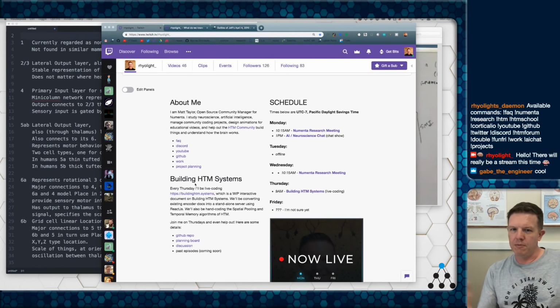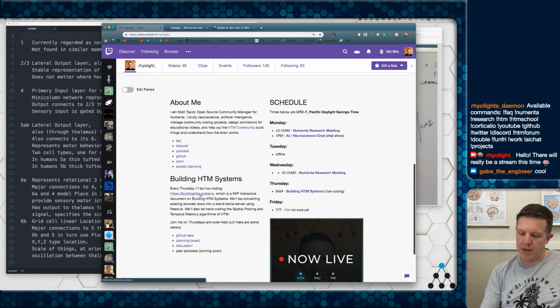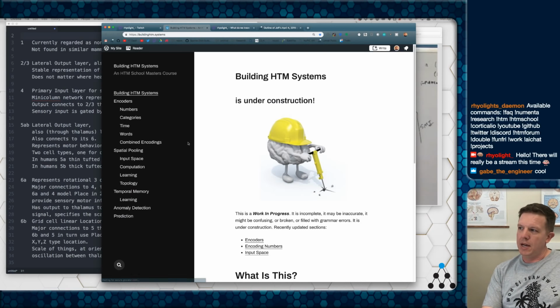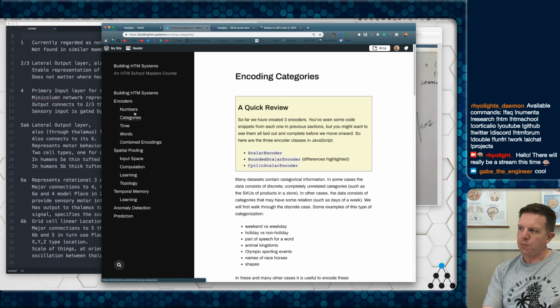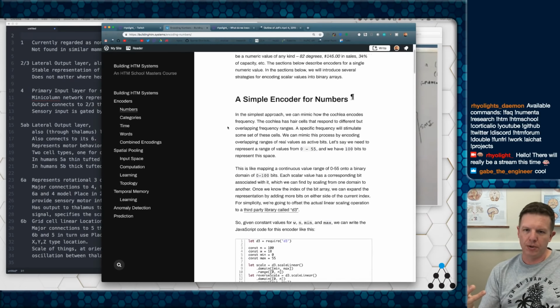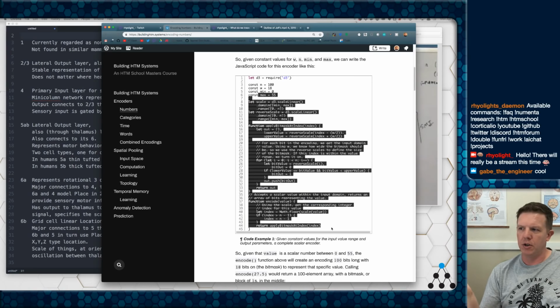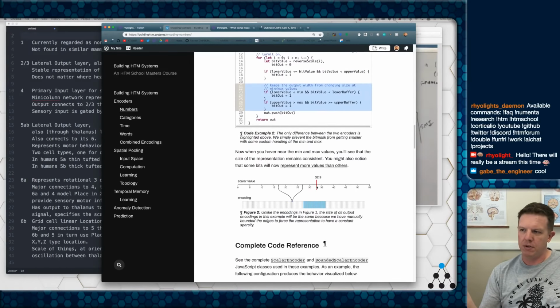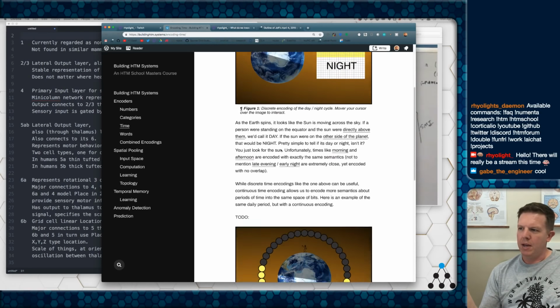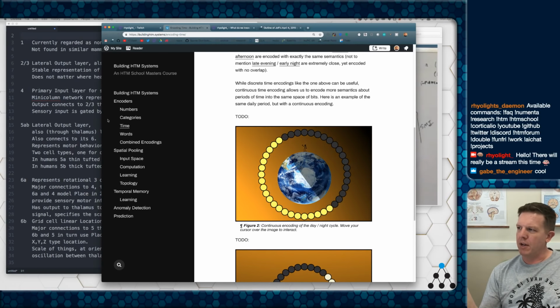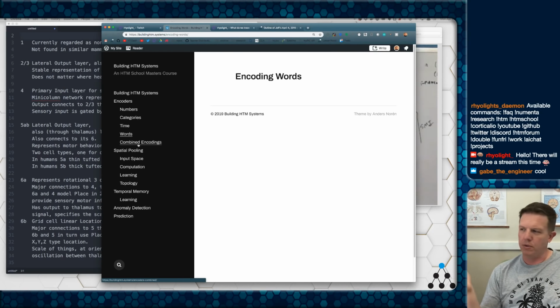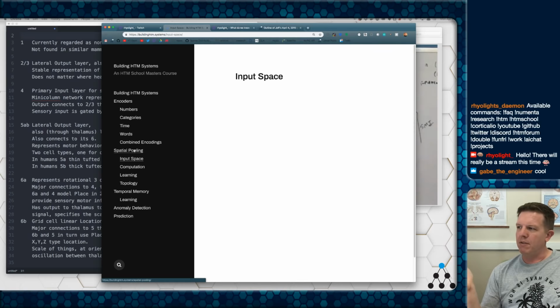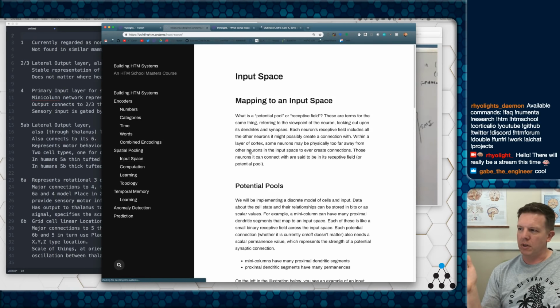So after getting some feedback from the HTM community, I think it's a good idea to build this out. This is a website that I'm making with tutorials and visualizations about how to build HTM systems. Here's an encoder, and then it shows you that encoder running, with visualizations of it. I've only made it to encoding so far. I want to do words and multiple encodings, then get to spatial pooling, and I've got some big ideas for how this is going to look.